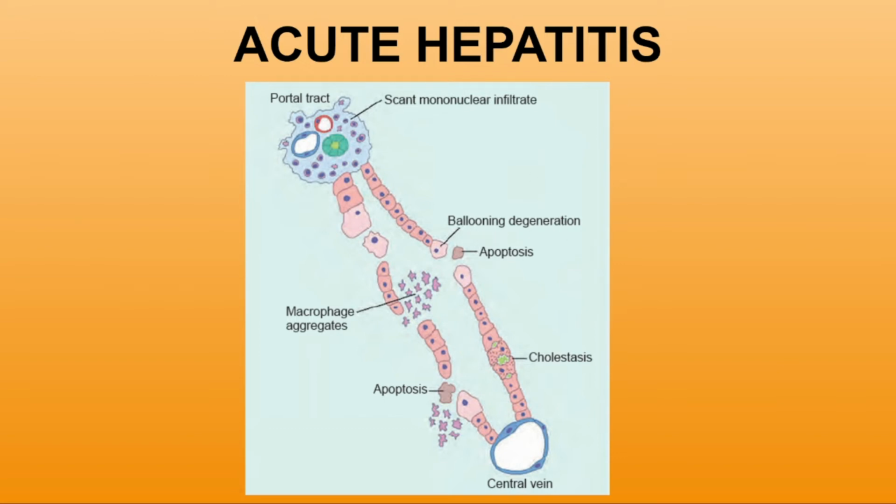At various locations, you will find apoptosis in acute hepatitis. Also, because of this viral infection, there is macrophage aggregation seen at various locations in the liver in acute hepatitis.